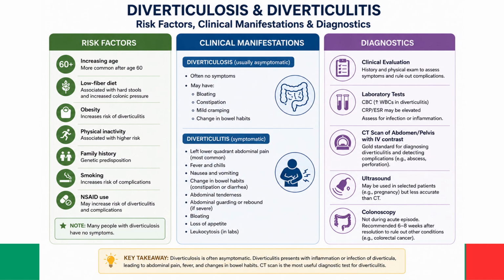So instead, when indicated, a colonoscopy is performed after the acute inflammation has resolved. So this would be several weeks later. And this allows the provider to evaluate the colon and exclude other pathology, particularly colorectal malignancy, when appropriate. So if you're given a patient with suspected acute diverticulitis and you're choosing between a CT scan and a colonoscopy, that CT scan is going to be the appropriate study during that acute episode.